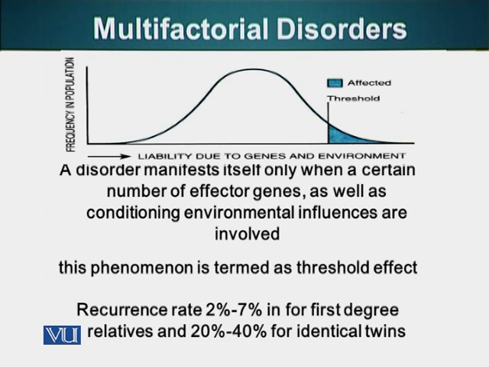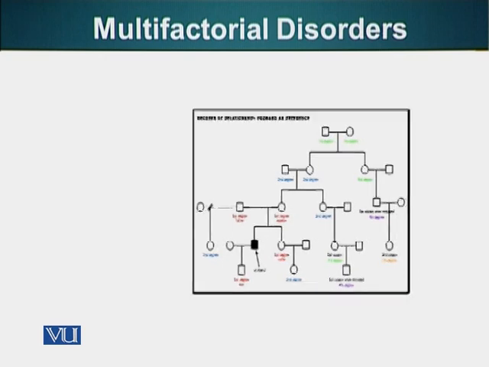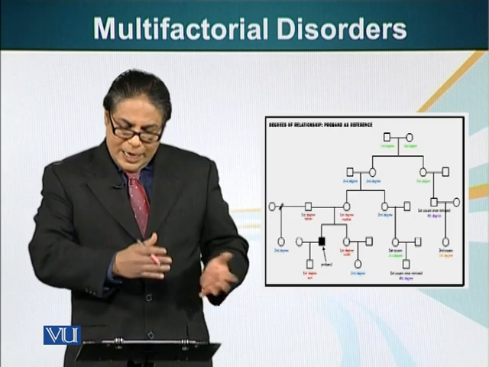The recurrence rate for identical twins is 20 to 40%. Identical twins basically means both individuals have the same genes, they're identical genetically. Even in them, the recurrence rate is not 100%, it's not 50%, it is 20 to 40%. So this figure shows how important the environmental factors are as compared to the genetic factors.